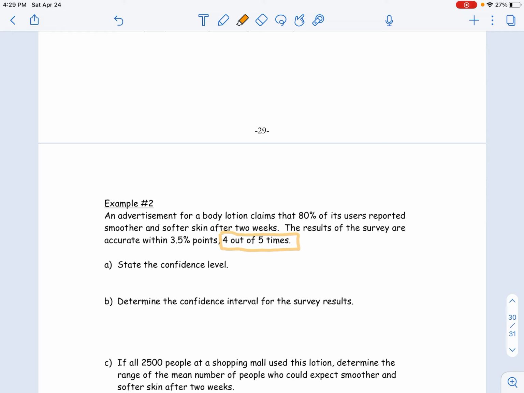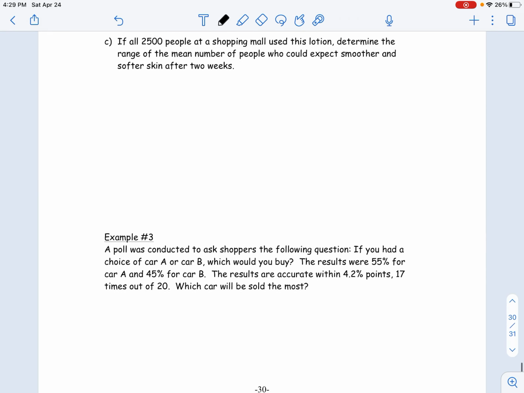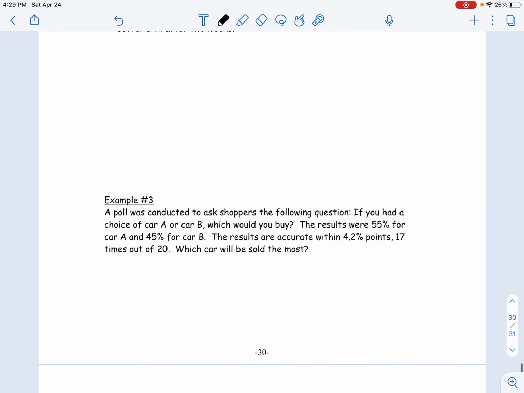Do you see how it says 4 out of 5 times? That's your confidence level. For this one, your confidence level will be 17 times out of 20. And you see that? So it's clearly telling you how many times this actually occurs. So there's your confidence level. You don't really have to do much digging for those. It's clearly stated.